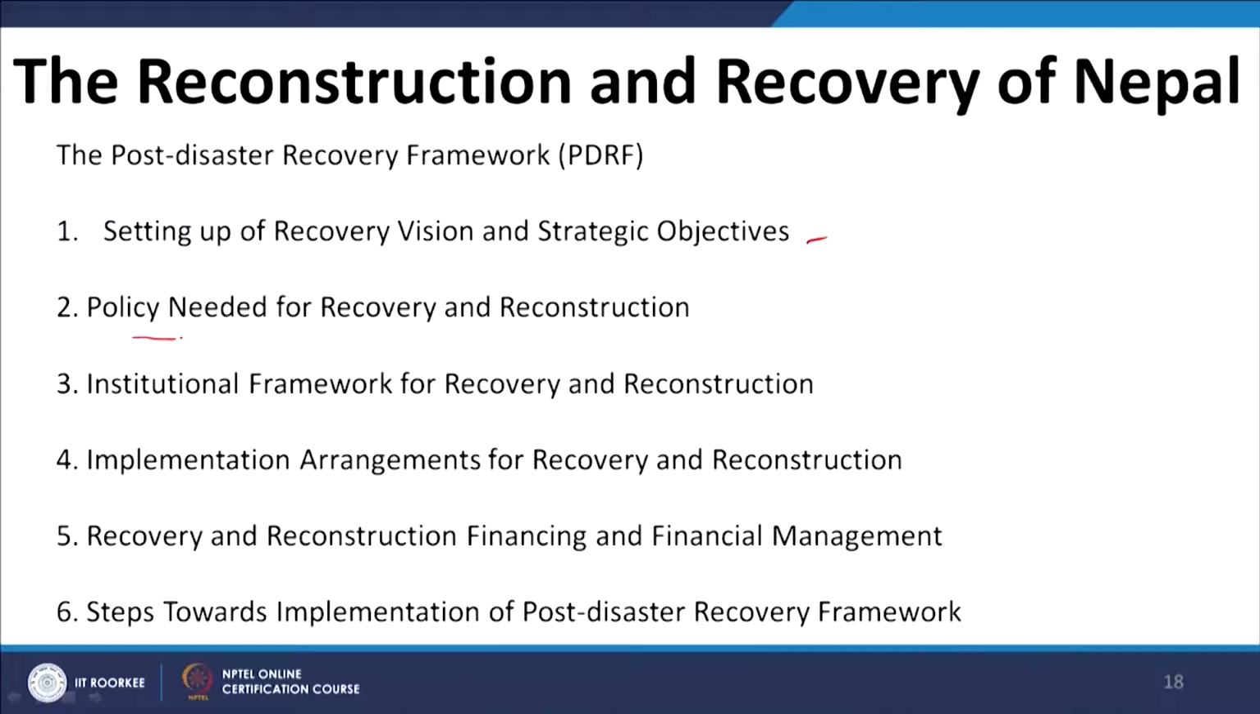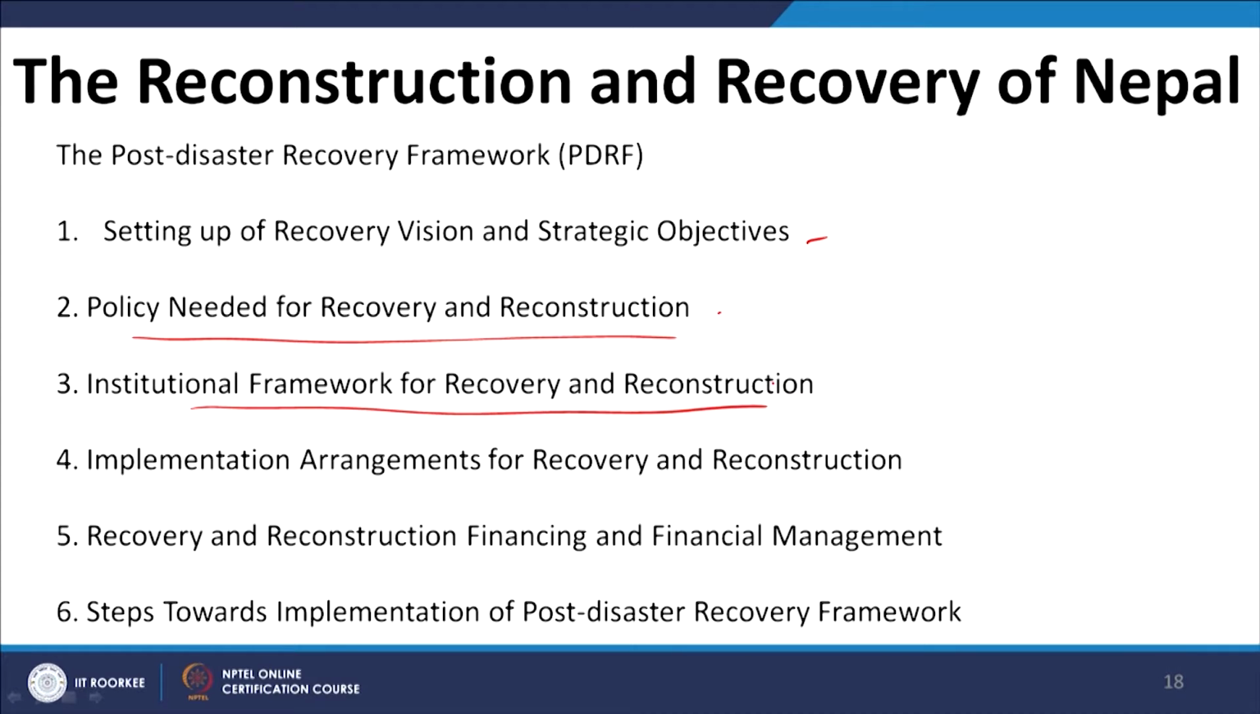Now, we talk about the reconstruction and recovery of Nepal. So, first of all, it has adopted a post-disaster recovery framework, which we call the PDRF. So, they have certain visions and certain objectives. Now, the first thing is setting up the recovery vision and strategic objectives. So, the very first and foremost part of any framework is it should have a clear vision and a strategic objective, and a clear policy which is needed for recovery and reconstruction.